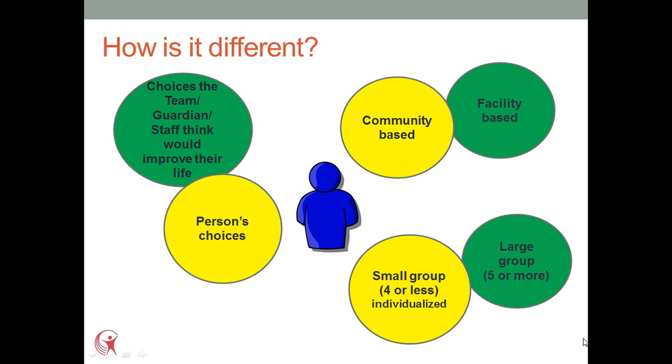Knowing that, again, as we said earlier, not like anything was bad, but it truly wasn't person-driven. So let's examine some of the components of community integration more closely. Take it away, Alicia. Thanks, Kathy.